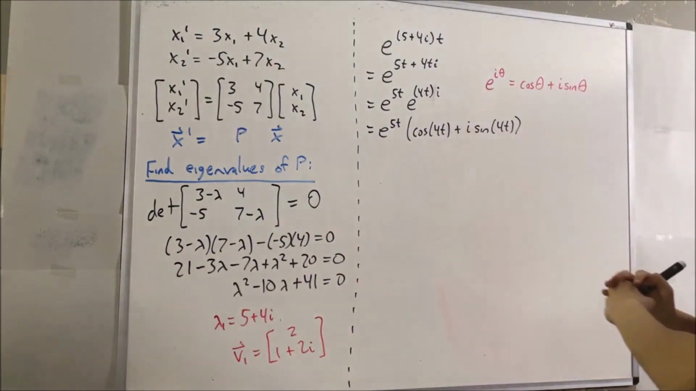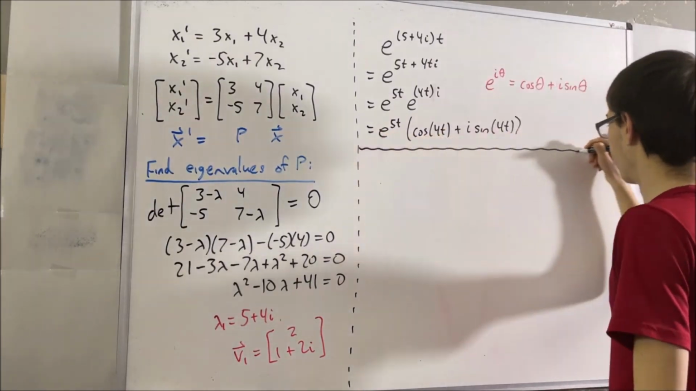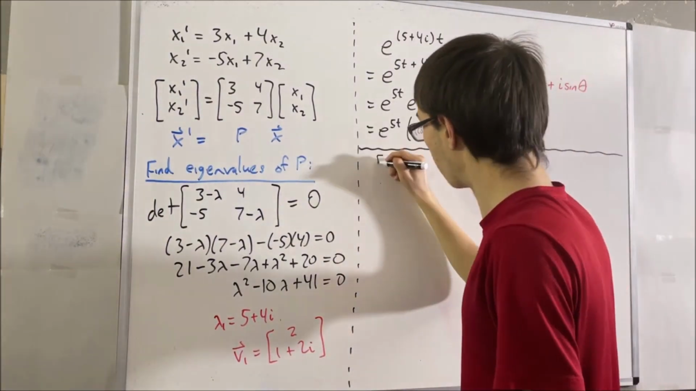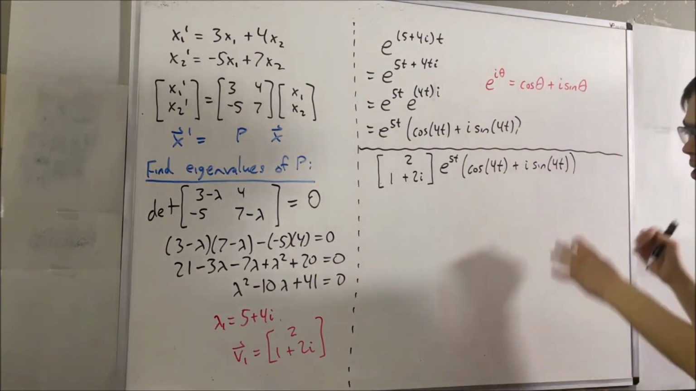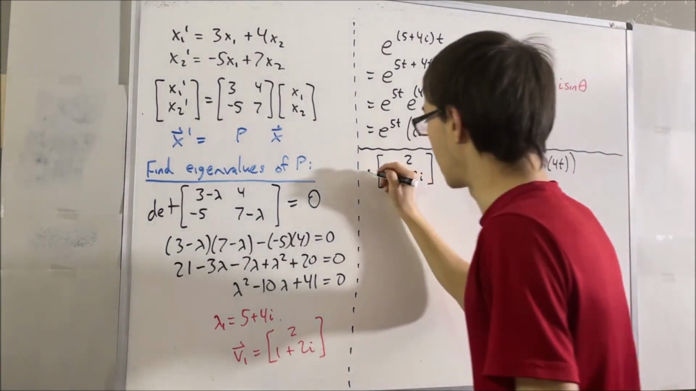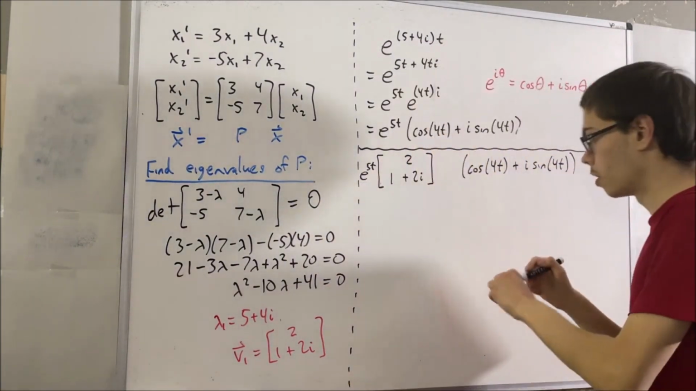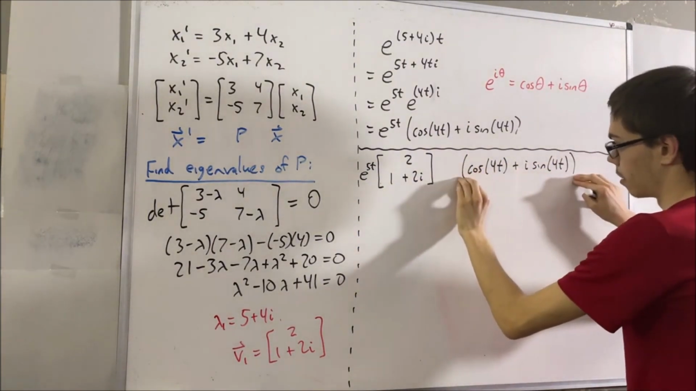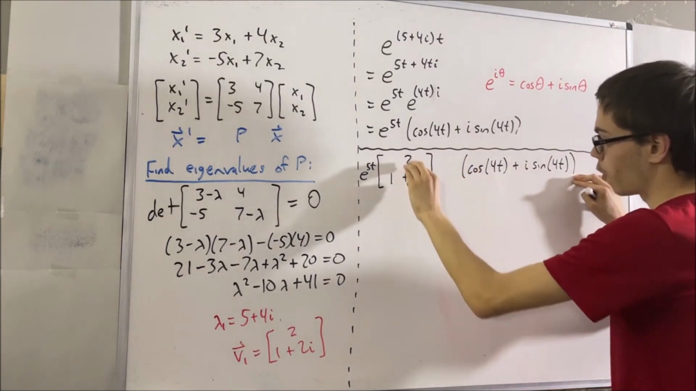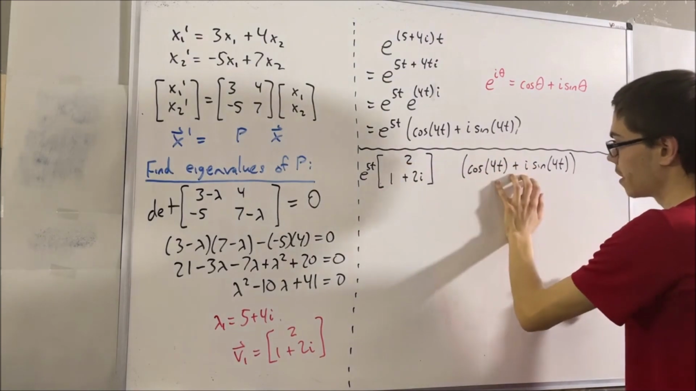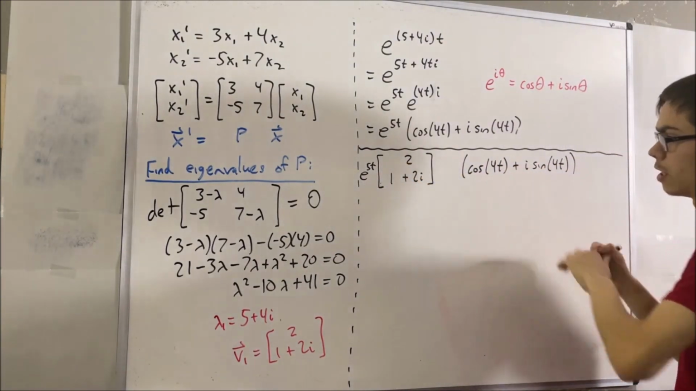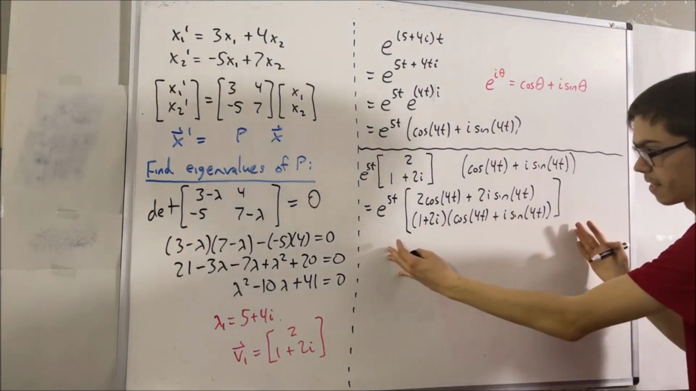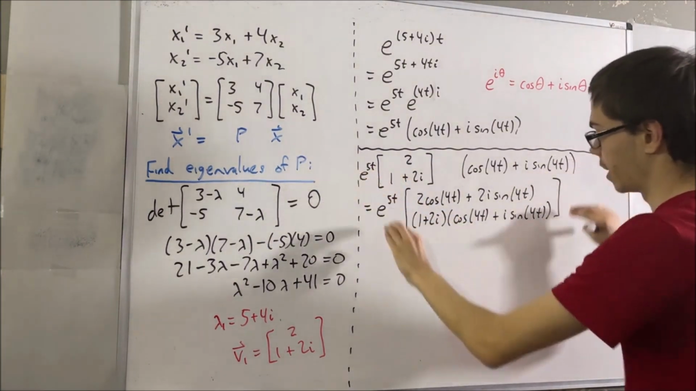And so now, again, bear with me. But now we're going to take this thing and multiply it by our eigenvector. And you know what? I'm just going to move my e to the 5t out to the front right here, just so it's out of the way. So basically, we're taking an eigenvector and we're multiplying it by this thing. So really, we're going to basically multiply each of our entries by this thing. We're going to do 2 times this thing and 1 plus 2i times this thing. If you do that, we would get this. And so hopefully you're able to see how we go from here to here.